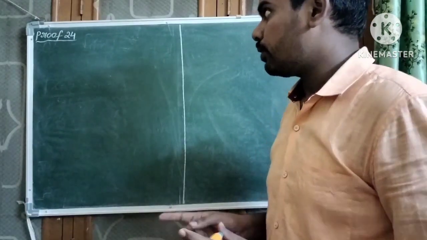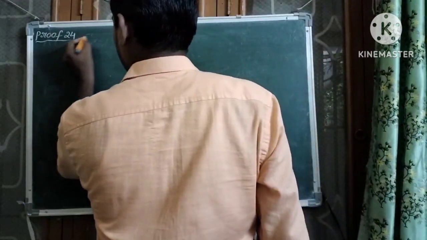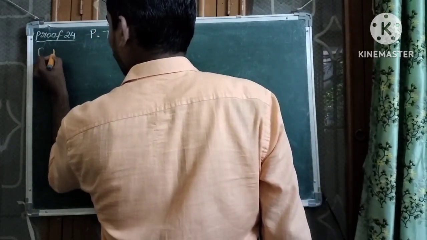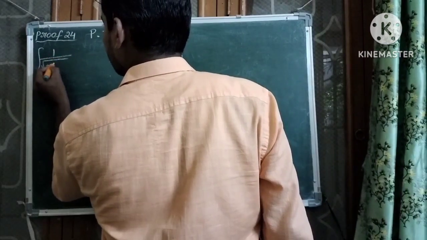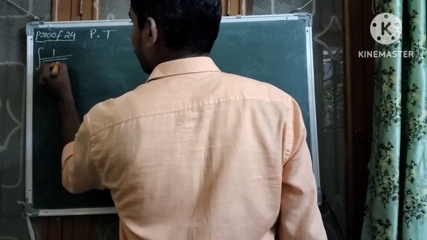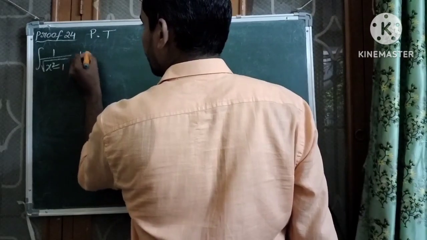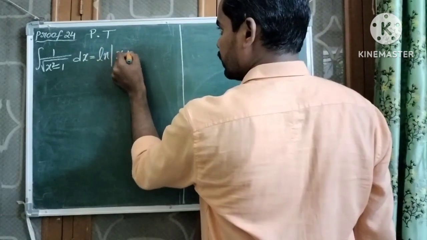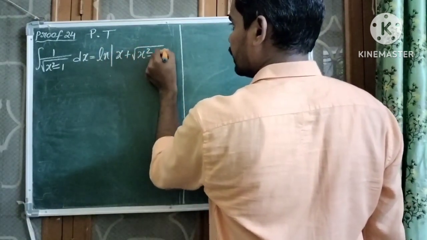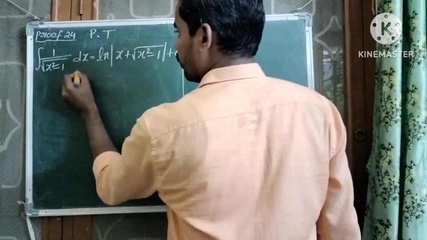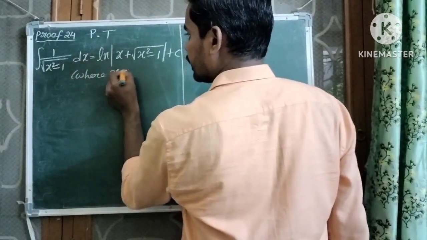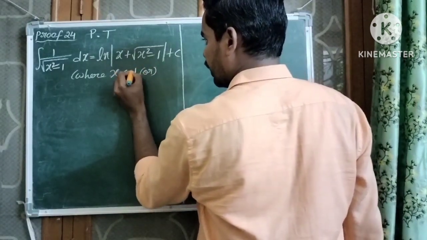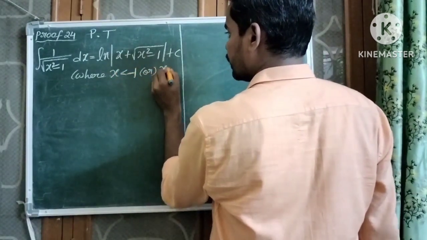So next, proof number 24. Prove that the integral of 1 by root over x square minus 1 into dx is equal to ln modulus of x plus root over x square minus 1 plus c, where x less than minus 1 or x greater than 1.